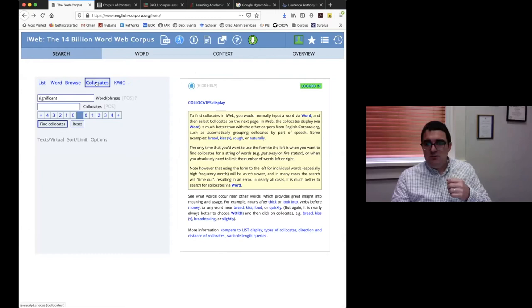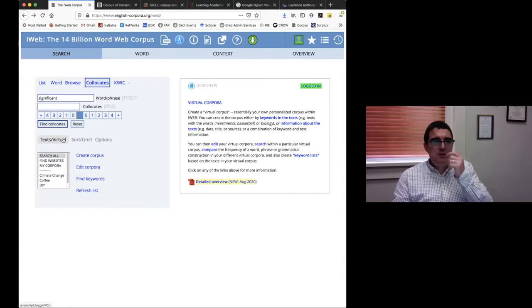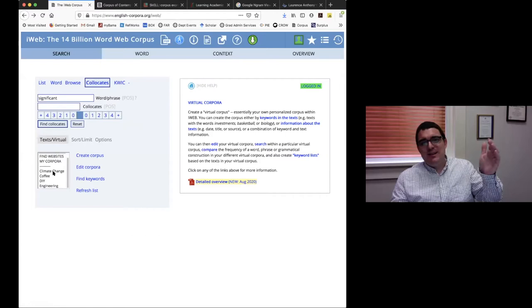Moving through some of these more basic searches, I want to highlight the tremendous value, the capability of building specialized corpora now within iWeb and COCA. Here you can see some specialized corpora that I've created over time: climate change, coffee, DIY. I've recently moved and I'm doing projects in my new home, so I created a DIY corpus, engineering. For example, now I can search specifically. Let me reset.